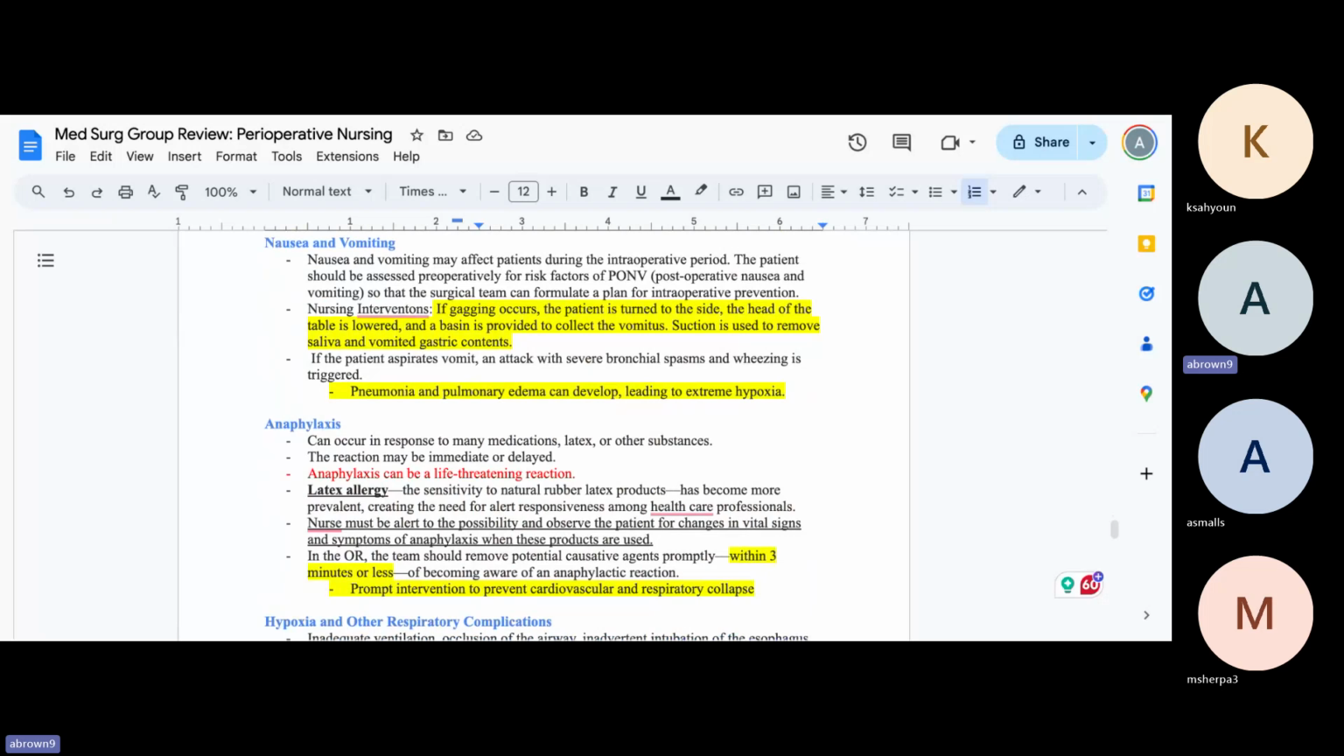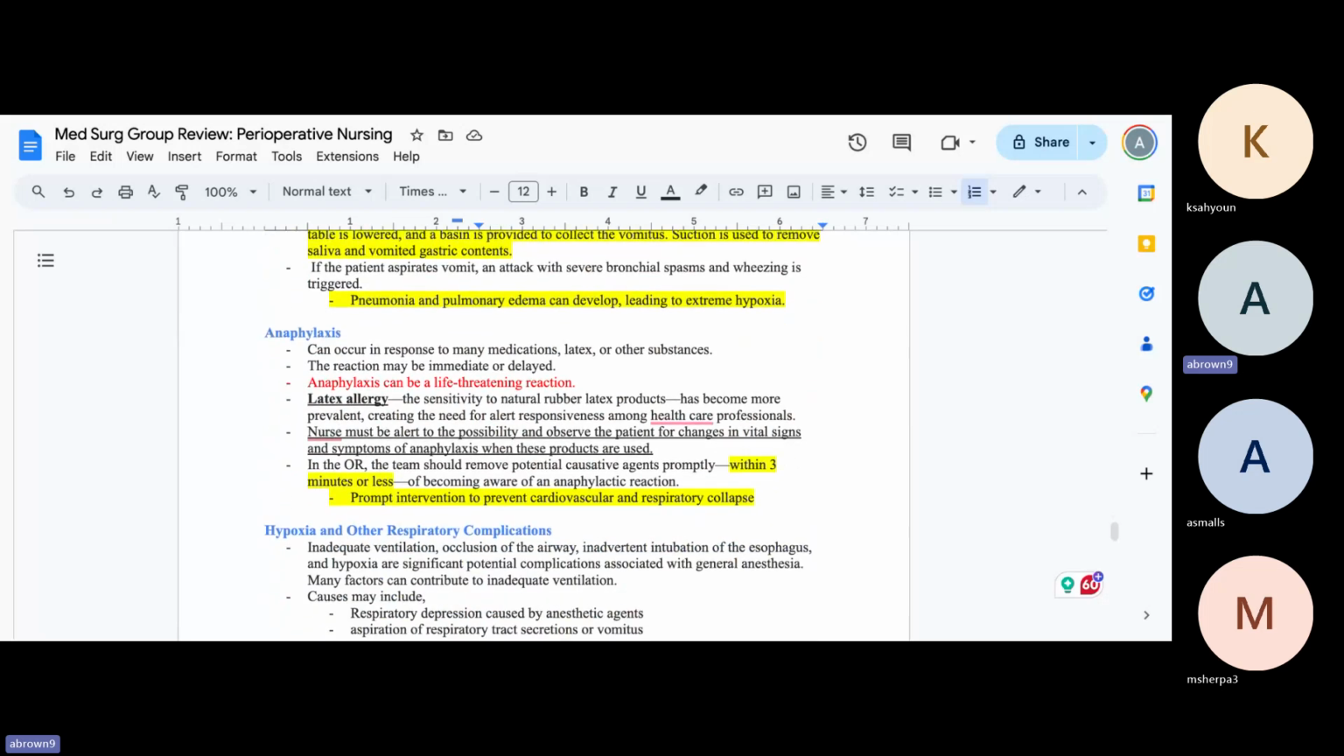If the patient aspirates vomit, an attack with severe bronchial spasms and wheezing is triggered. Like I said before, nausea and vomiting can have serious complications, such as aspiration and the patient developing pneumonia, as well as pulmonary edema, which is fluid in the lungs. And both those things can lead to hypoxia, where they can't breathe and there's no oxygen. So it can be really serious if nausea and vomiting occurs. So that's something you want to pay attention to if you become an intraoperative nurse.